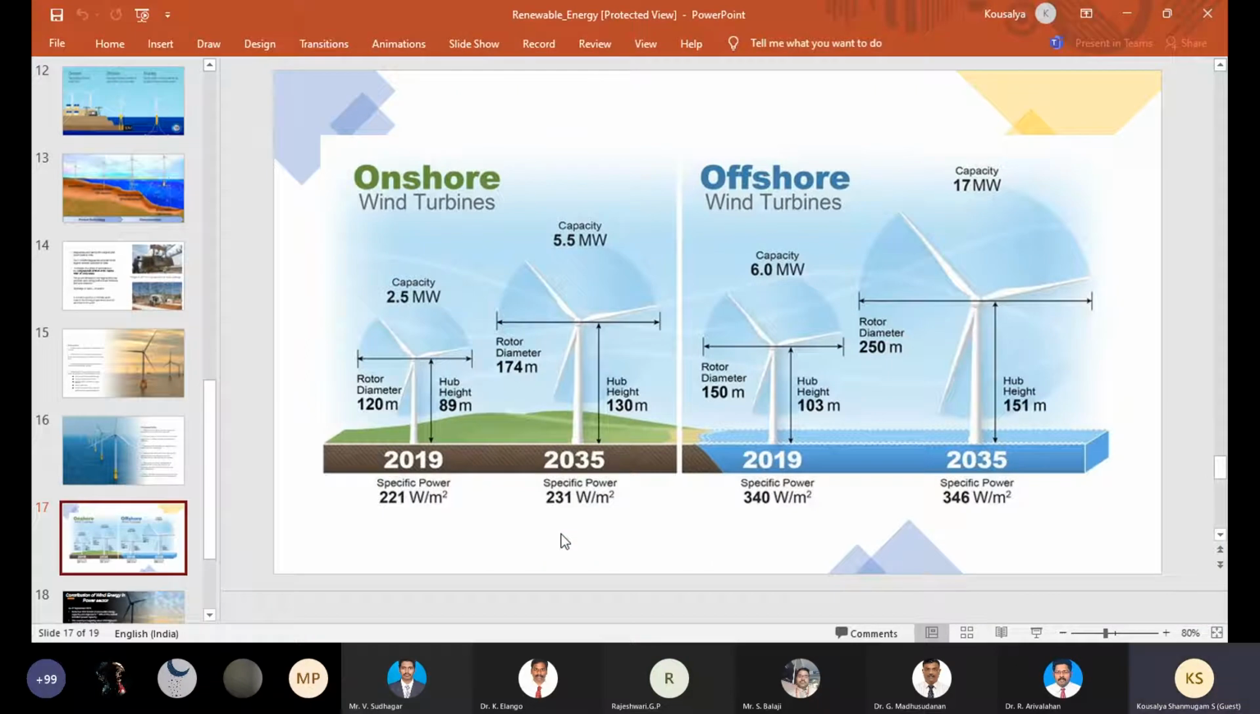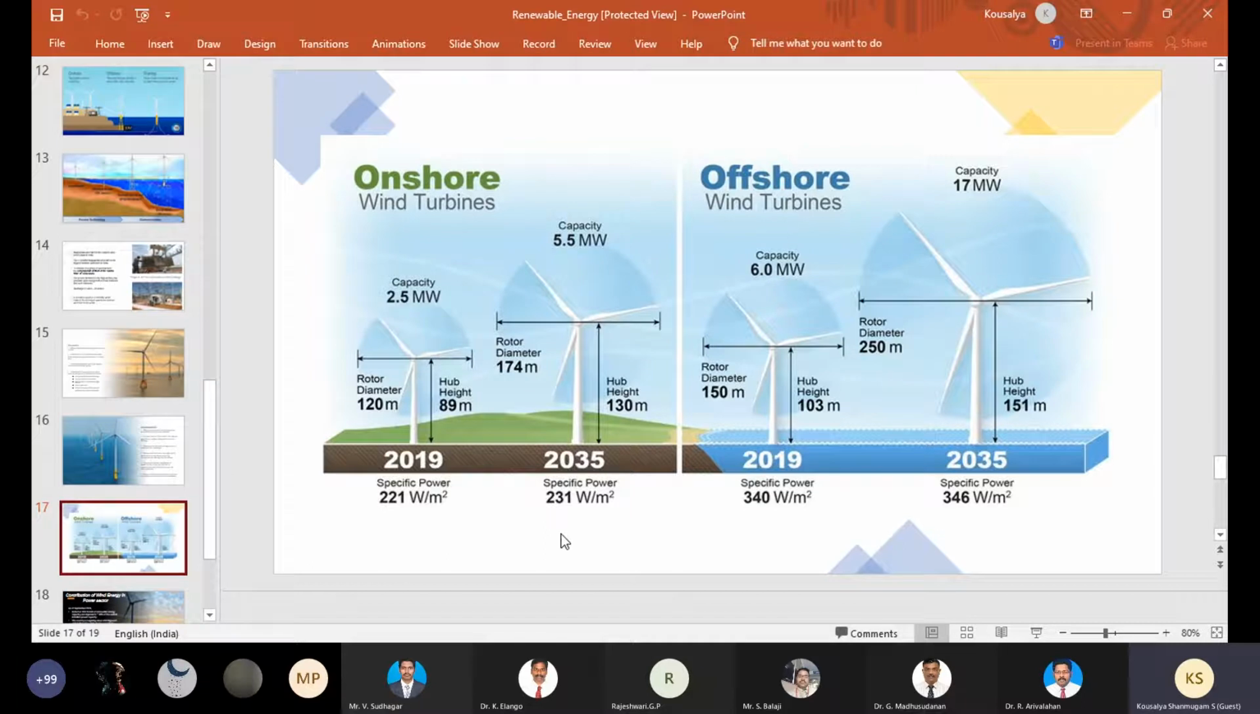Okay. So here comes the contribution of wind energy in the power sector: onshore wind turbines and offshore wind turbines. As reported in 2019, the specific power is 221 watt per meter square for onshore, whereas for offshore it is higher, like 340. And the capacity here is 2.5 for onshore and 6.0 for offshore.